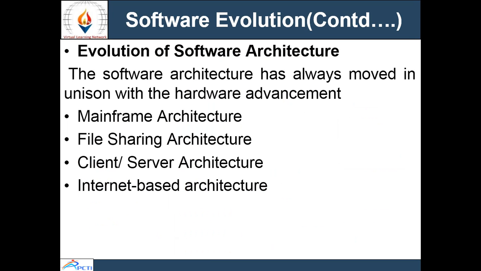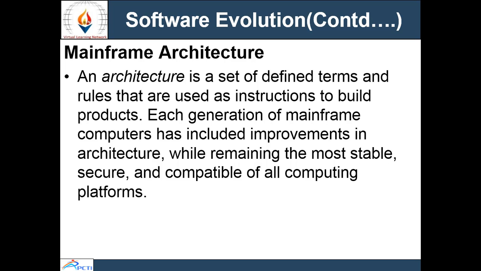Evolution of software architecture. The software architecture has always moved in unison with the hardware advancement. Mainframe architecture, file sharing architecture, client server architecture, internet based architecture. Let's start with mainframe architecture.